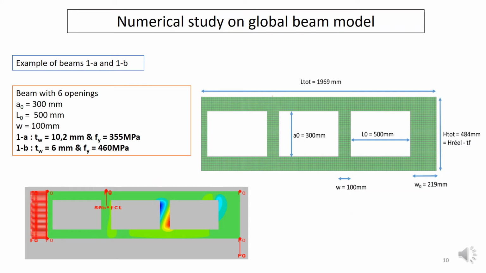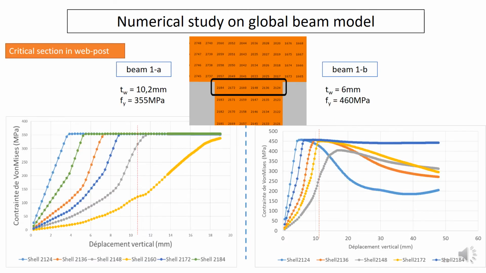Here is an example of comparisons between two beams. Both beams are the same, except for the web thickness and steel grade. Indeed, the main objective is to favor instability in the second case, with a thinner web, 6 mm, and a higher steel grade.